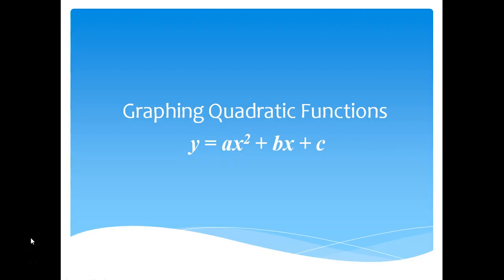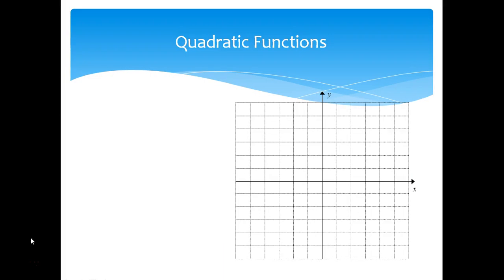We've spent a lot of time discussing, solving, and graphing linear equations, which are first-degree equations. Today we're going to start looking at quadratics, which are second-degree equations. And a quadratic creates a graph that's called a parabola. It's a U-shaped graph, and it can open up or it can open down.